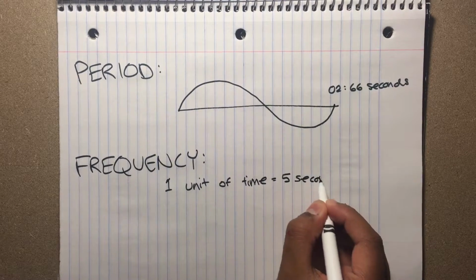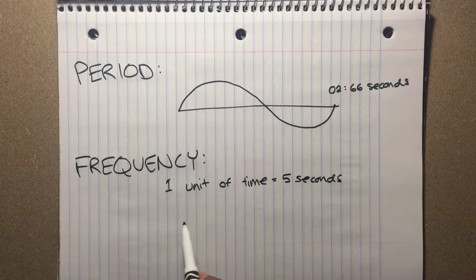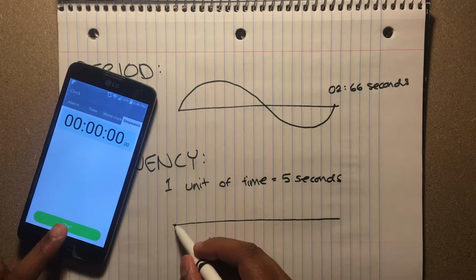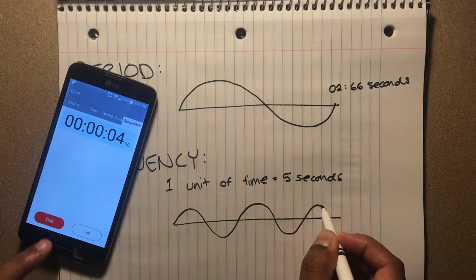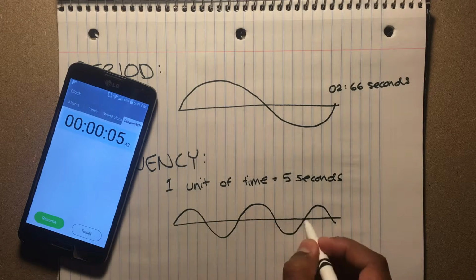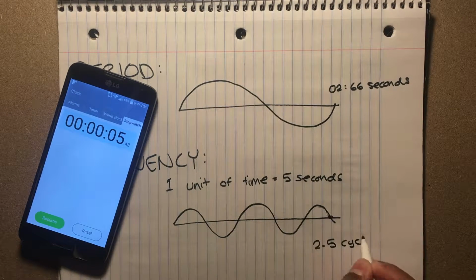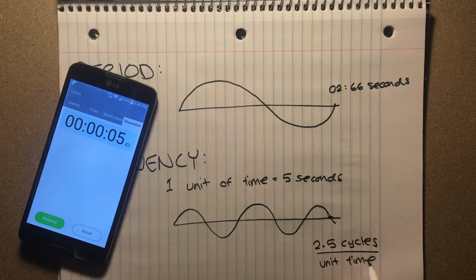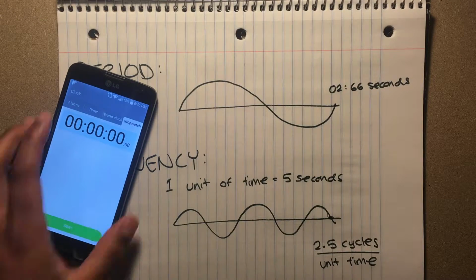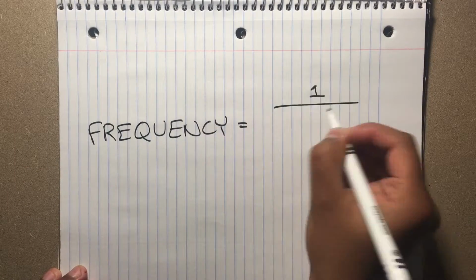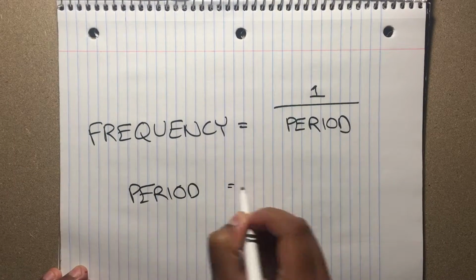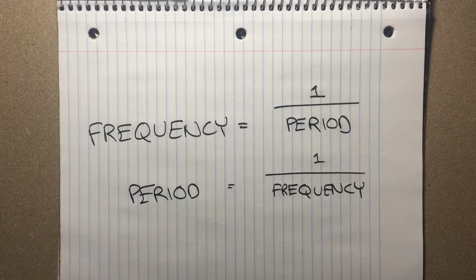Let's say that 1 unit of time is 5 seconds long. The number of complete cycles within that unit of time is the frequency. In equation form, frequency is equal to 1 over the period, and the period is equal to 1 over the frequency.